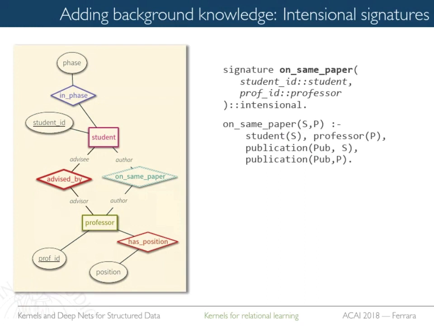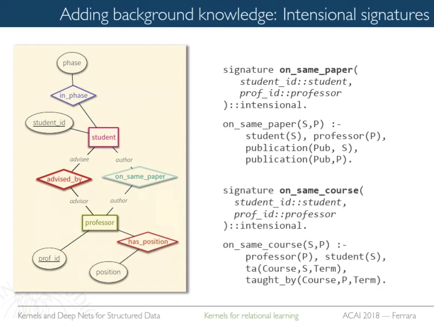And of course, I can imagine that if they are in the same paper, that's a good feature for predicting who's the advisor of whom, right? And so this one will be a new box here, actually a new diamond, which is a relationship, right? Which is created in Prolog. And that's a simple rule in Prolog to declare that. Okay, I think everybody can read that, right? Can you read Prolog, I guess? Yeah, okay. So this is another one on same course.